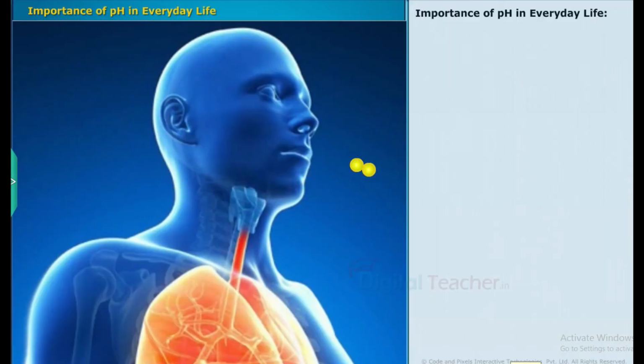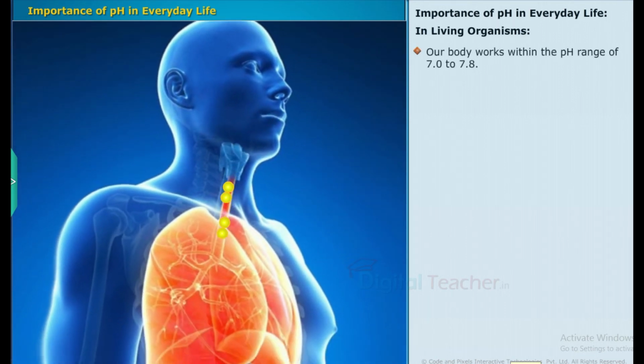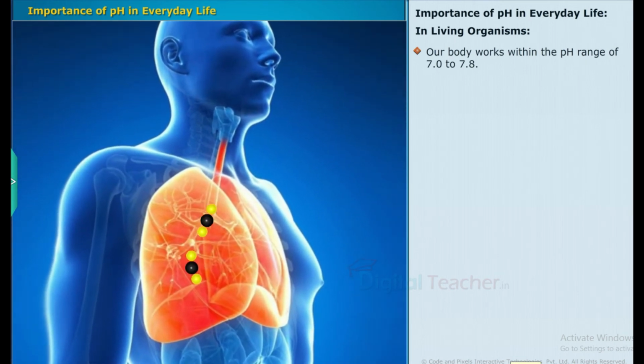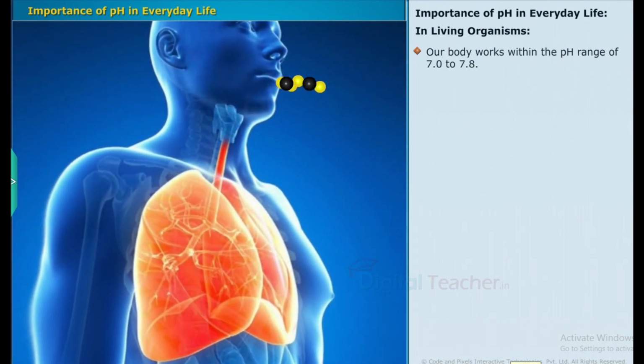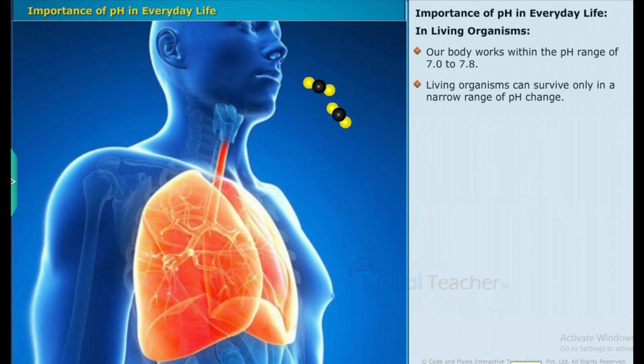Let us know the importance of pH in everyday life. In living organisms, our body works within the pH range of 7.0 to 7.8. Living organisms can survive only in a narrow range of pH change.